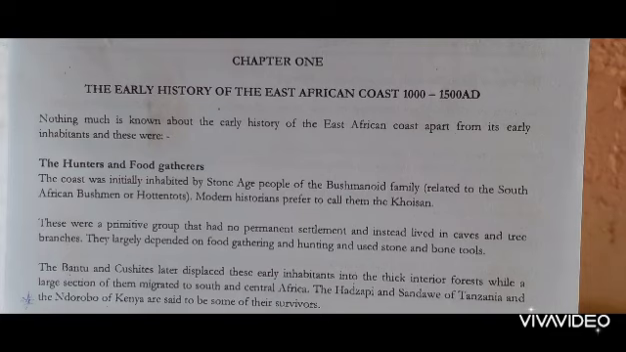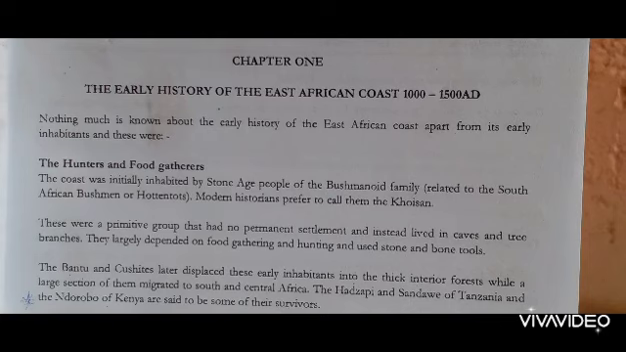Chapter 1: The Early History of the East African Coast, 1000 to 1500 AD. Nothing much is known about the early history of the East African coast apart from its early inhabitants, and these were the hunters and food gatherers.